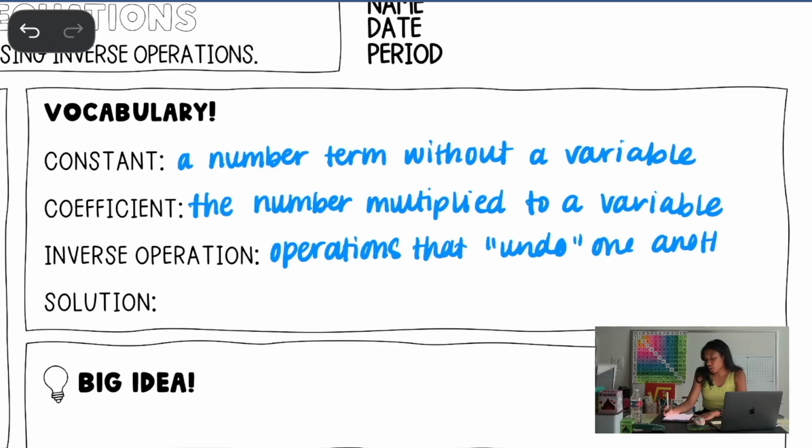And I don't really like to make that definition any more mathy than that. The operations undo one another. I feel like people know what that means. And then we have solution. The solution to an equation is the value that makes an equation true.